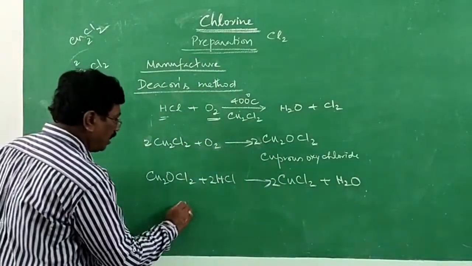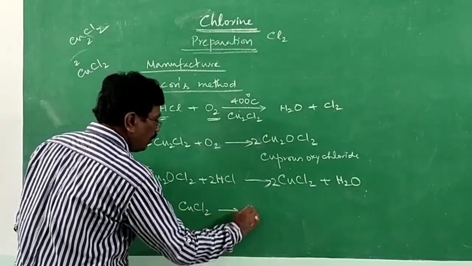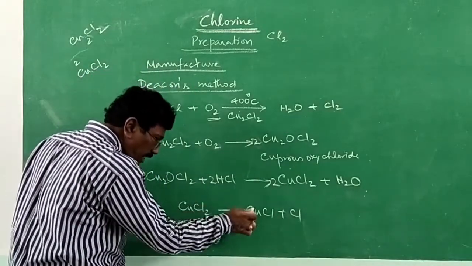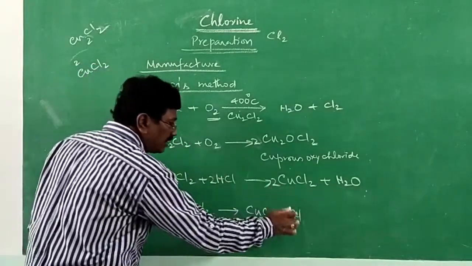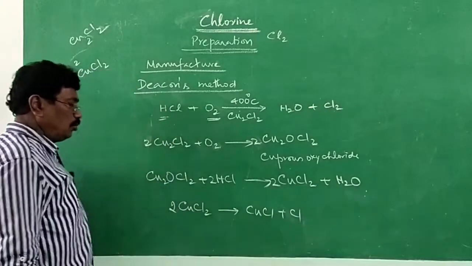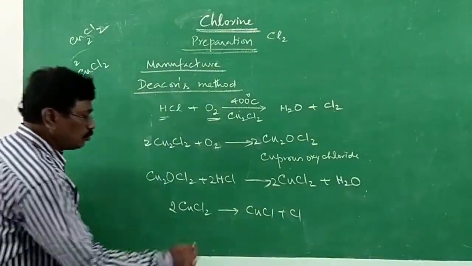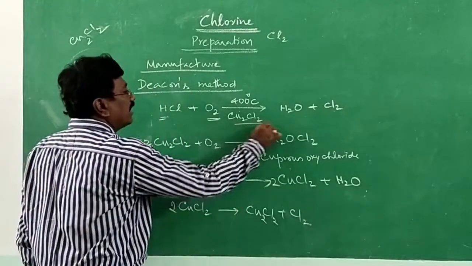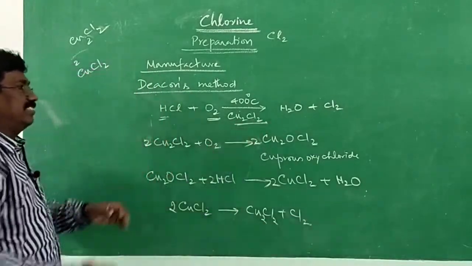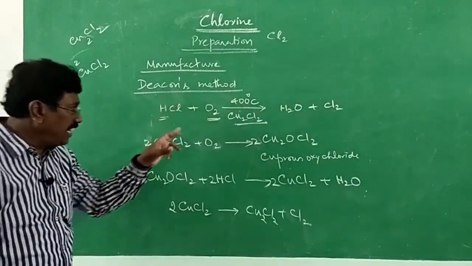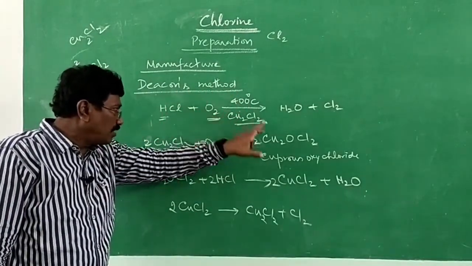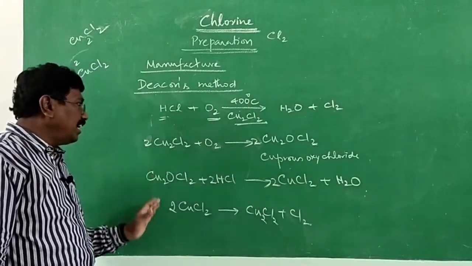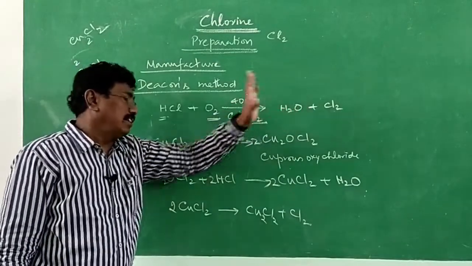The cupric chloride then decomposes to become cuprous chloride, CuCl, and Cl. But CuCl has to exist as a dimer, so it has to be represented as Cu2Cl2, therefore 2. Two molecules of cupric chloride give Cu2Cl2 and Cl2. Cuprous chloride is regenerated. This is the catalytic reaction. The catalyst combines with oxygen to become cuprous oxychloride, then reacts with HCl to become cupric chloride. Cupric chloride then decomposes to form chlorine.